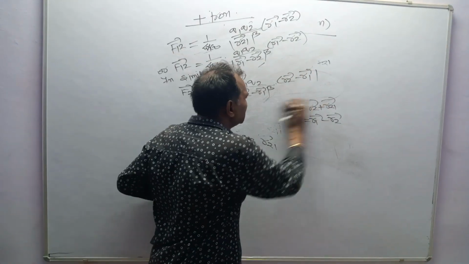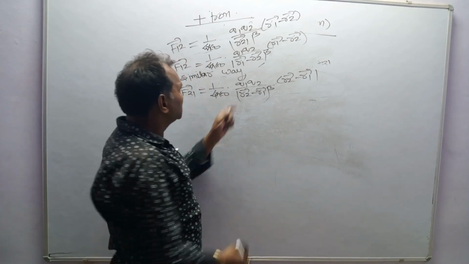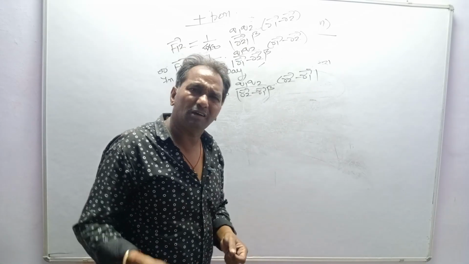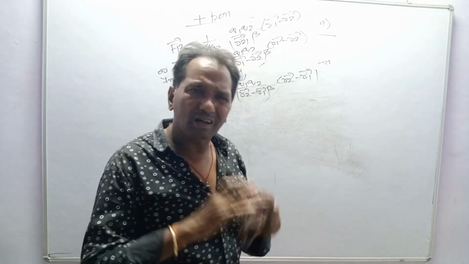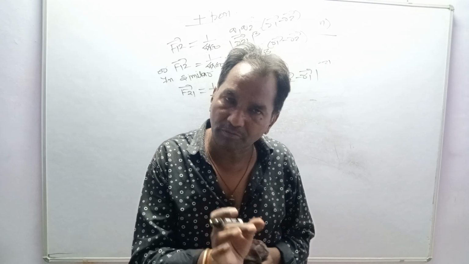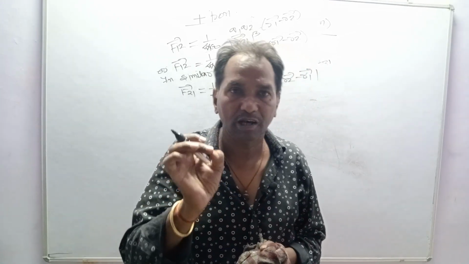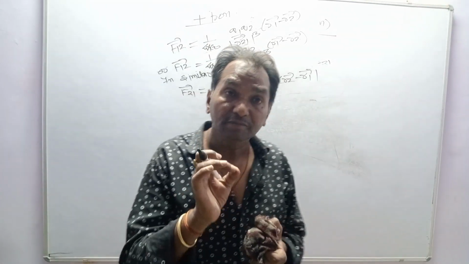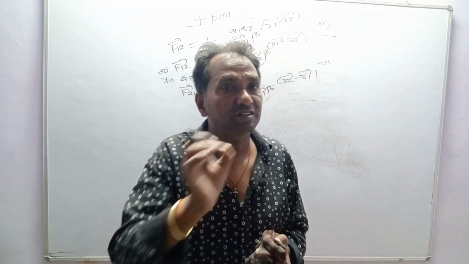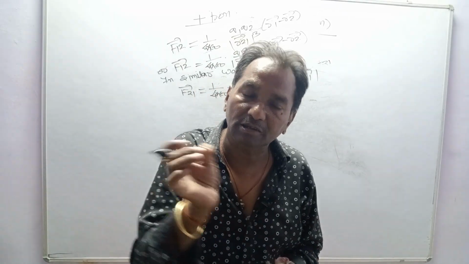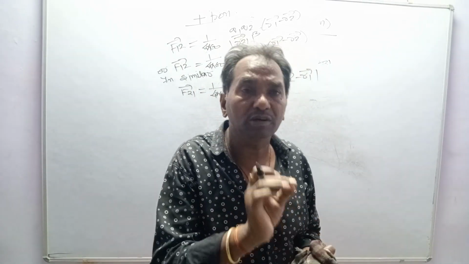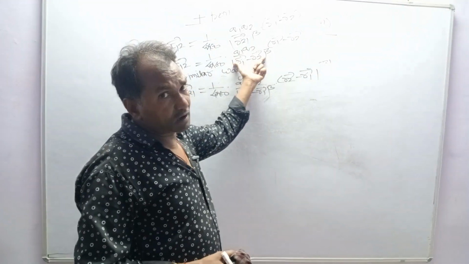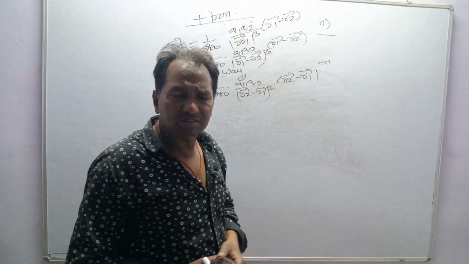Dear student, within the mod, either you write mod of R1 minus R2 or mod of R2 minus R1, both are the same thing. Because it is mod, you are considering only the distance between Q1 and Q2. Either you consider the distance between Q2 and Q1 or between Q1 and Q2, both are the same. So mod of R1 minus R2 and mod of R2 minus R1 are the same.